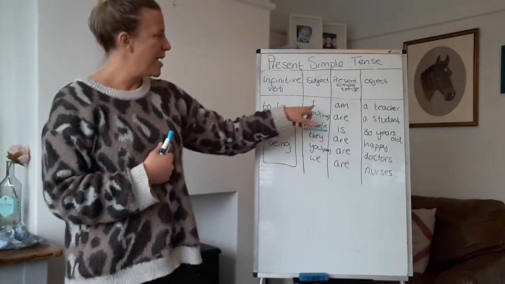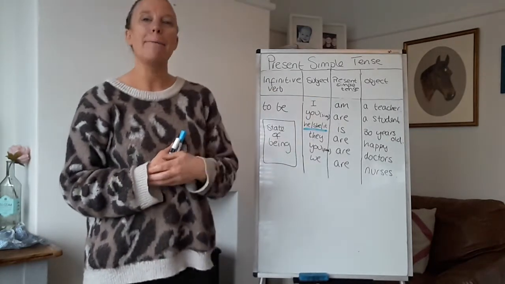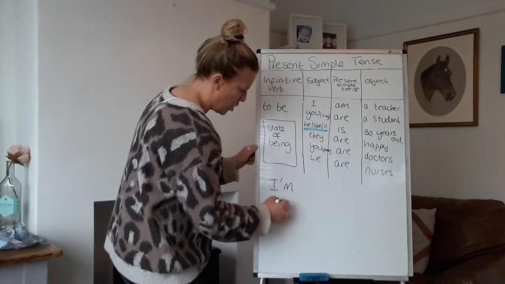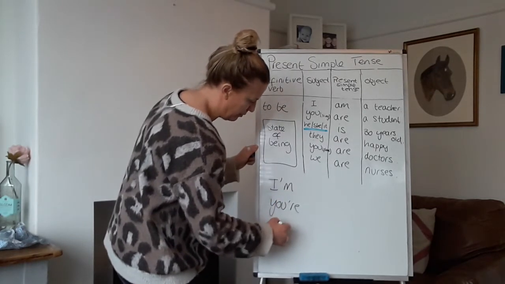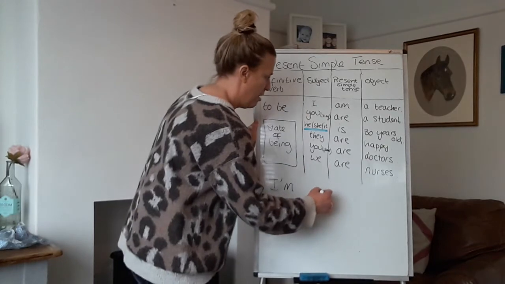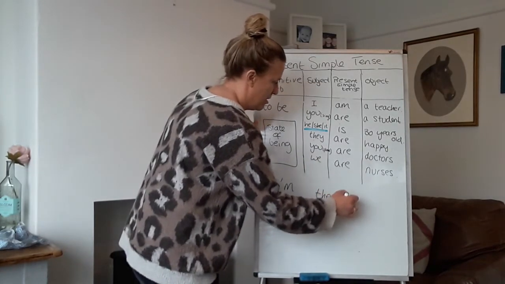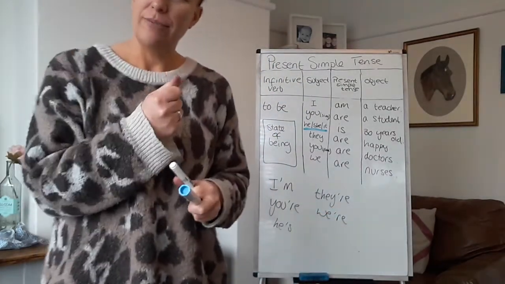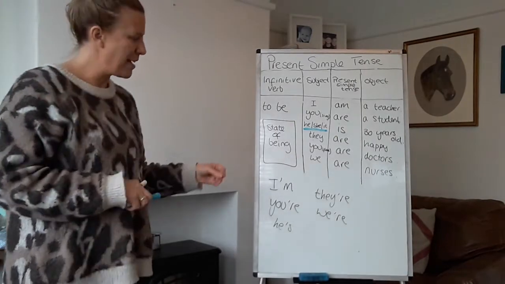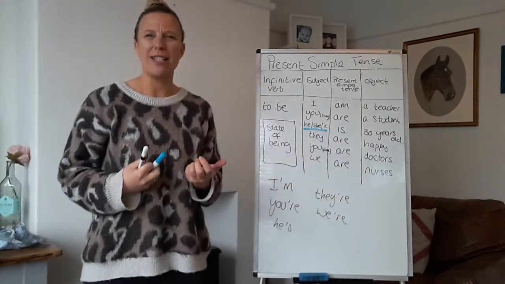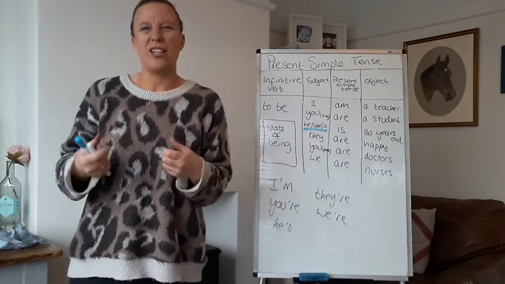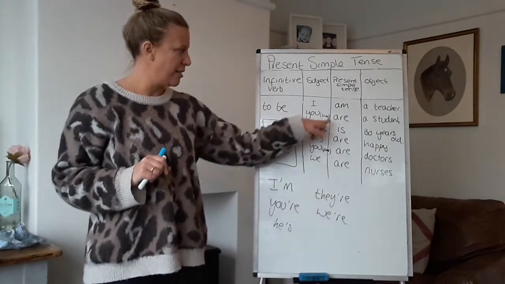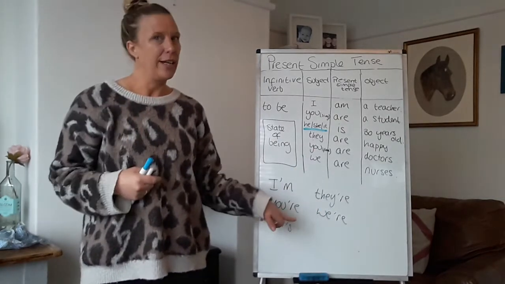And don't forget as well that we contract these words. I am becomes I'm. You are becomes you're. He is or she is becomes he's. They are becomes they're, and we are becomes we're. We contract these verbs to make them shorter when we're speaking. Not necessarily for writing. If we're writing to a friend, or just a text message or a note, yes. But if we're writing properly, we don't do this. We write it like this. But if we're talking, definitely.